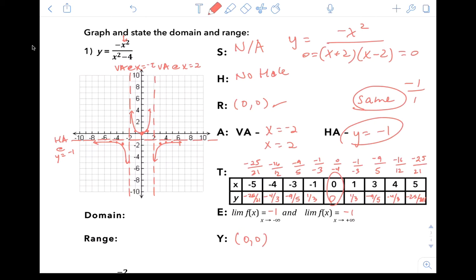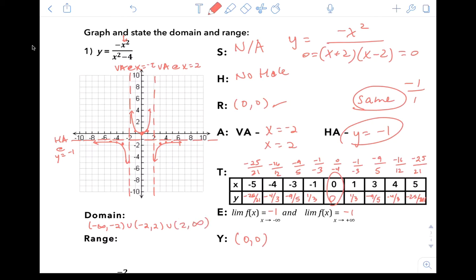Your domain, if I have room for this: negative infinity to the vertical asymptote of negative 2, union in the middle, negative 2 to 2, union on the other side of the asymptote.